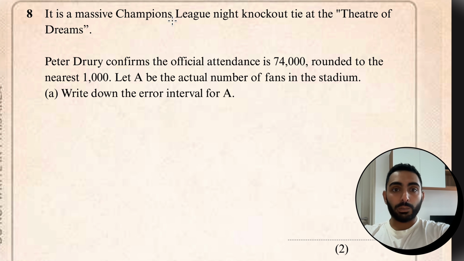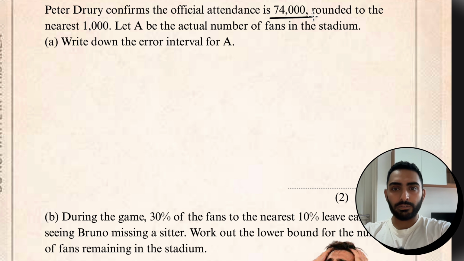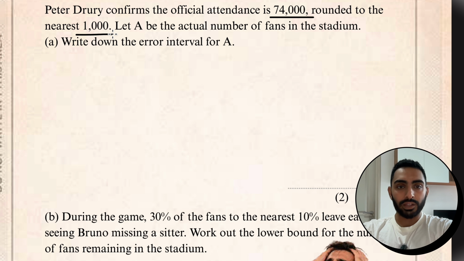Question 8 is a massive Champions League night knockout tie at the Theatre of Dreams. You can type in the comments what team plays at the Theatre of Dreams. Peter Drury confirms the official attendance is 74,000 rounded to the nearest 1,000. Let A be the actual number of fans in the stadium and write down the error interval for A.